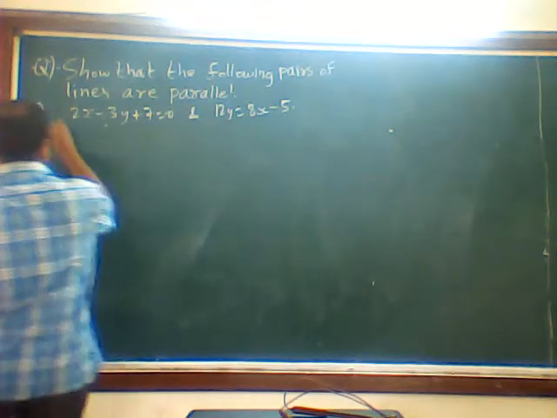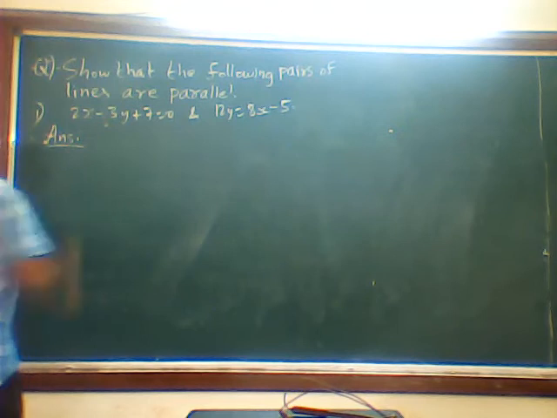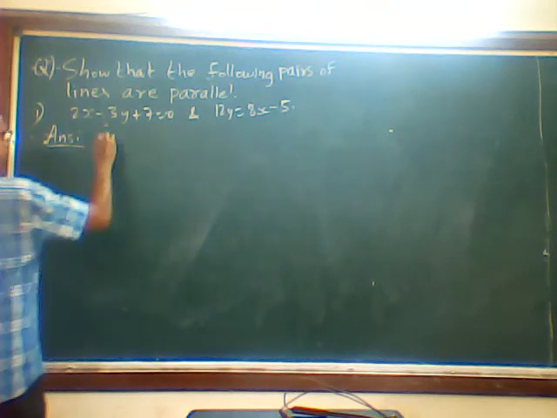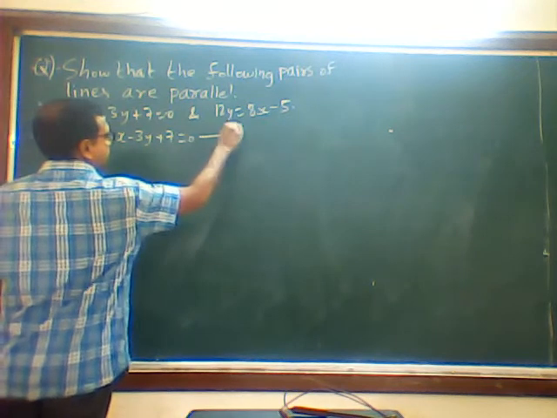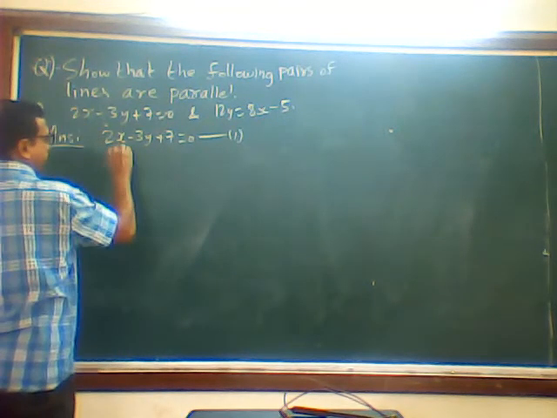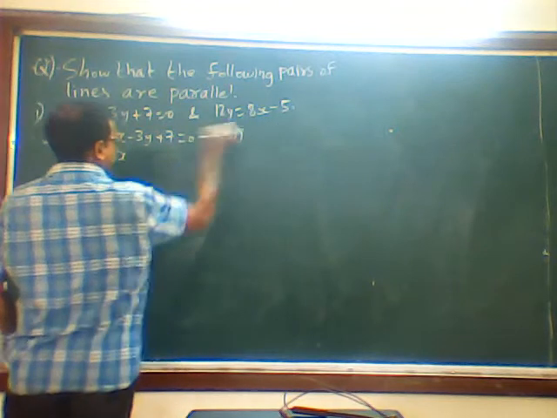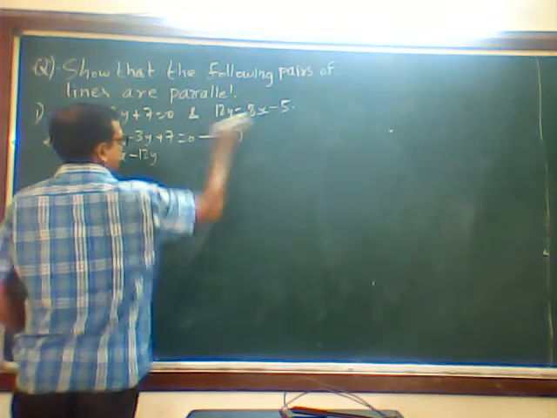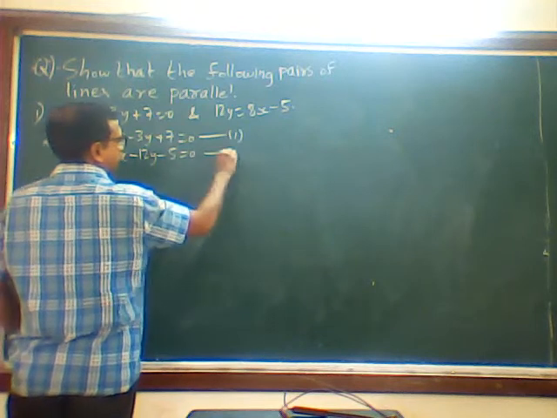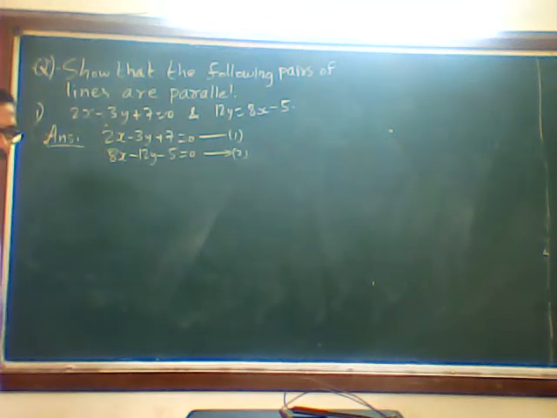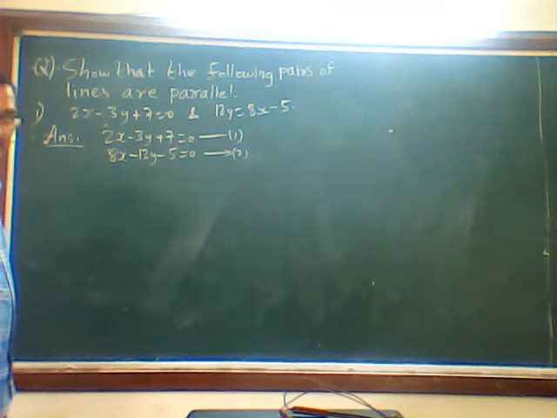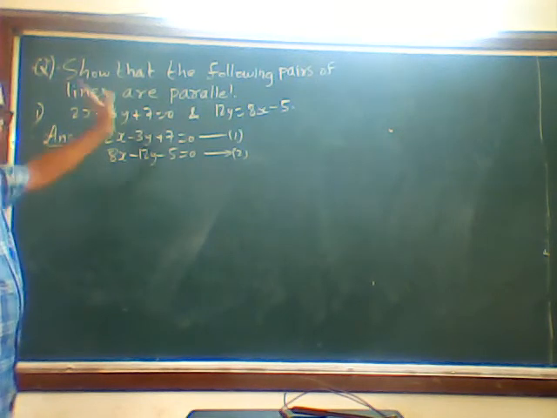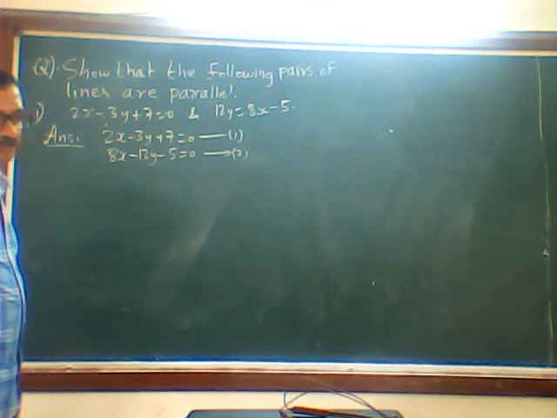Okay, now listen. Whatever I do, I write this as equation 1. This one I will rewrite: 8x first will come. This 12y will go to that side and become minus 12y minus 5 is equal to 0. This is equation number 2. Now what I will do? I will find out the slope of the first line, the slope of the second line, m1, m2, and I will see if they are the same, then they are parallel. If they are not the same, then they are not parallel.